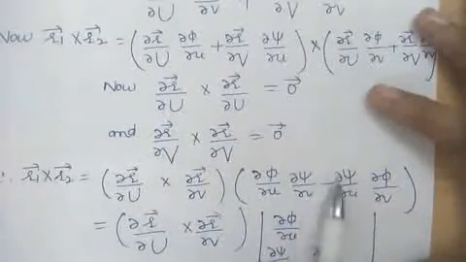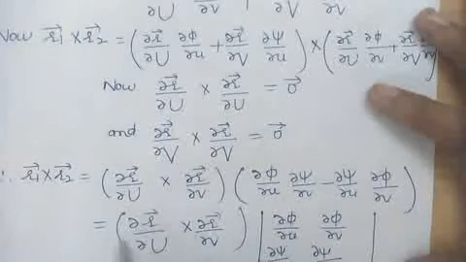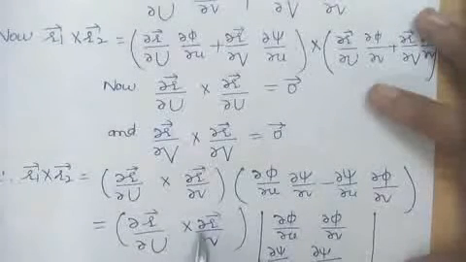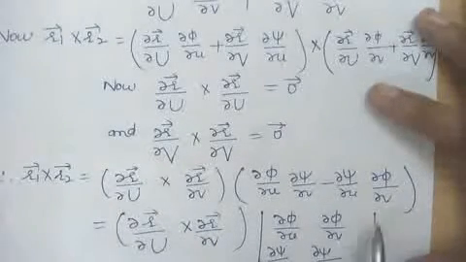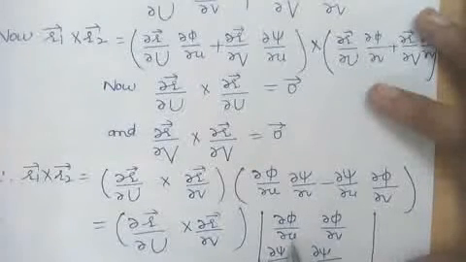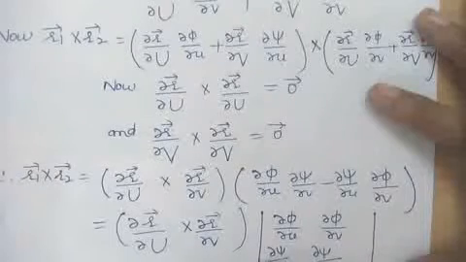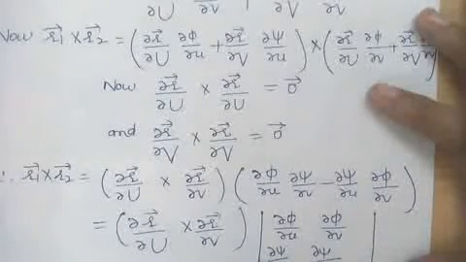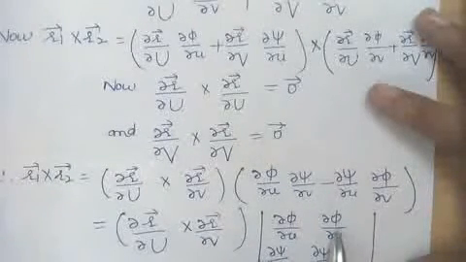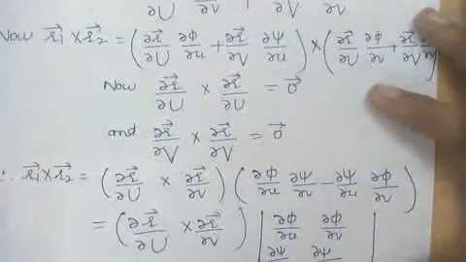Now this can be written in the form of a determinant. So r1 cross r2 is equal to curl r by curl u cross curl r by curl v into the determinant in which first row is curl phi by curl u, curl phi by curl v, and the second row consists of curl psi by curl u, curl psi by curl v, and this is actually the Jacobian of the functions phi and psi with respect to the parameters u and v.